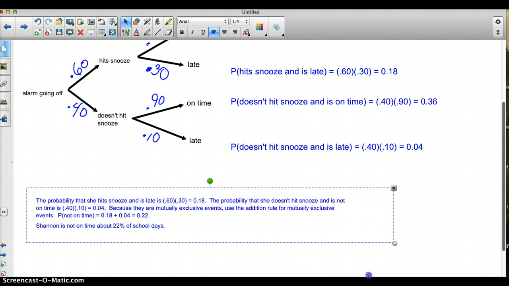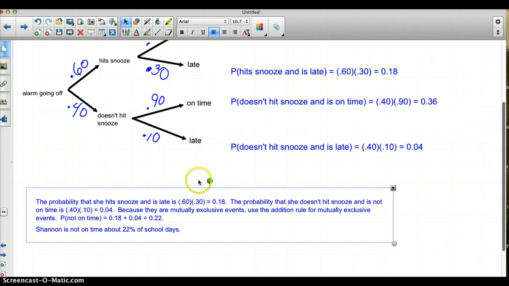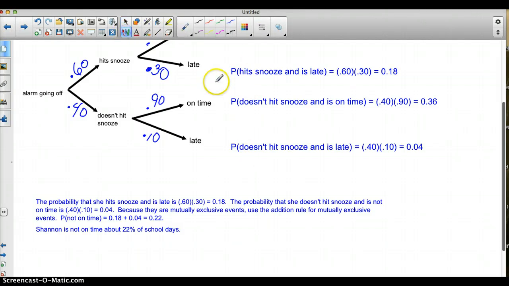Sorry. The probability that she hits snooze and is late is about 0.18. So we get that here from our probability from above. The probability that she doesn't hit snooze and is not on time, or is late, is 0.04. So we're looking at two pieces here. We're looking at this one and we're looking at this one because those are when she's late. Because they are mutually exclusive events, remember we can use the addition rule that we learned in the last section for those, which means the probability of her being late is 0.18 plus 0.04, which is 0.22. So she is not on time or is late to school about 22% of school days.